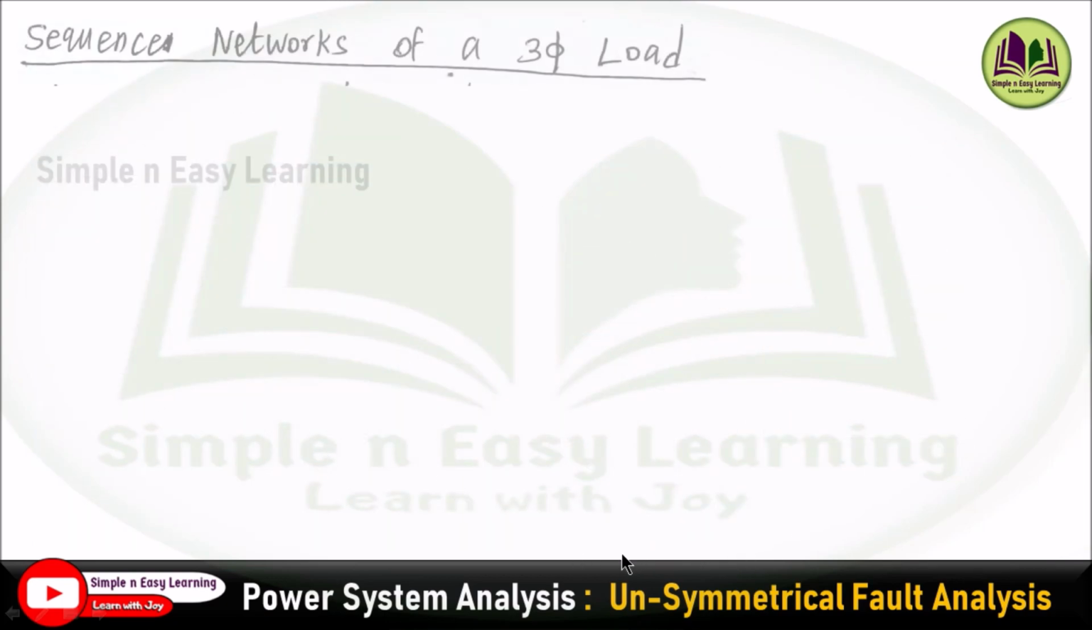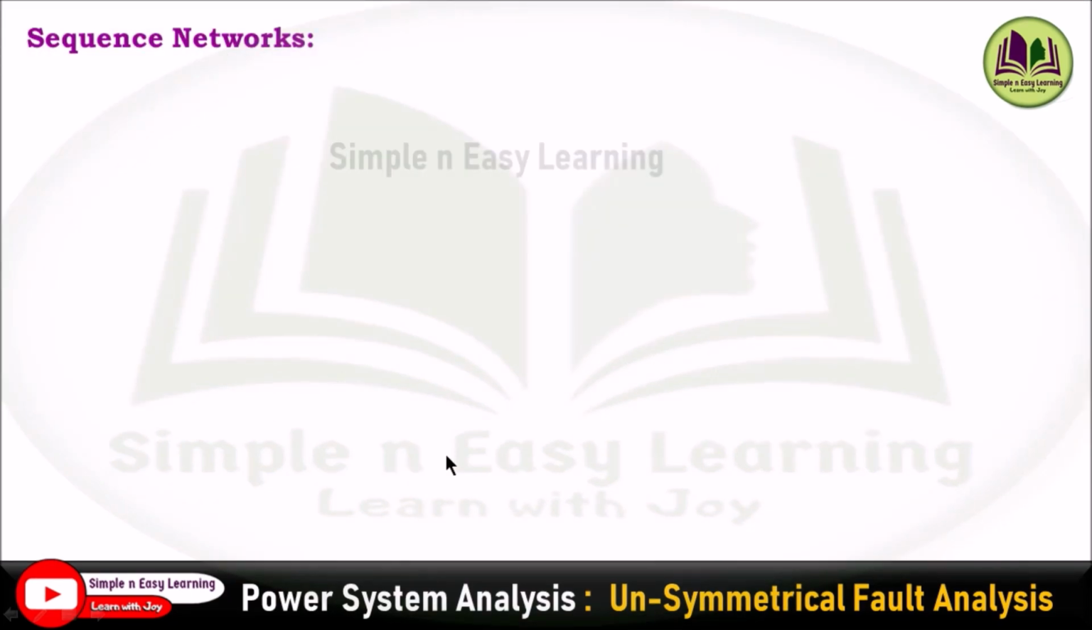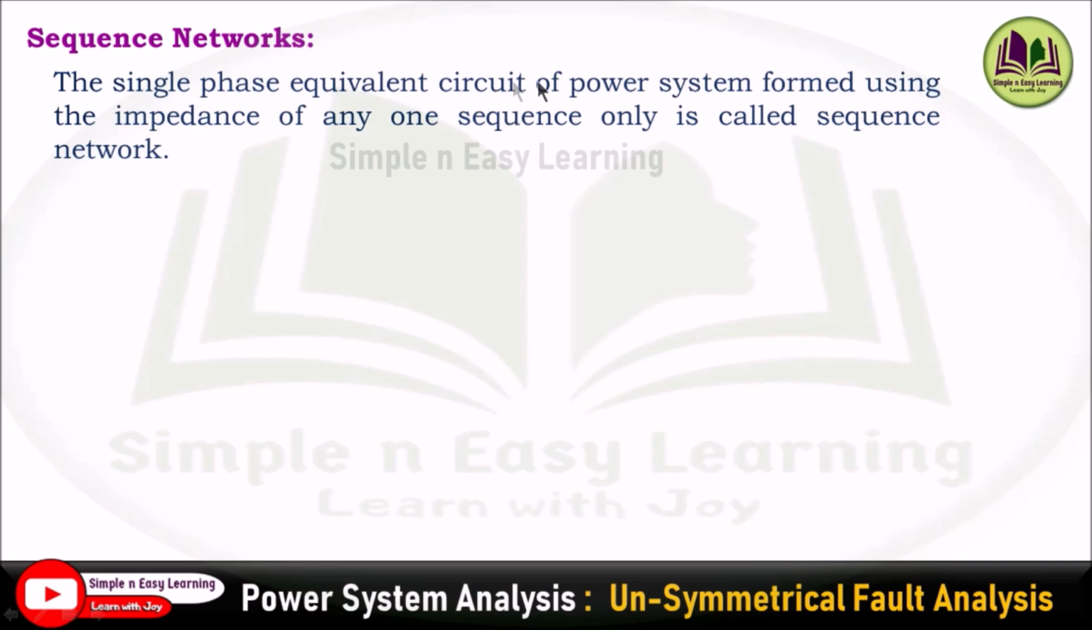Now we are going to see the sequence network of a three-phase load. Sequence network definition: the single phase equivalent circuit of a power system formed using the impedances of any one sequence only is called the sequence network. There are three sequence networks: positive sequence network, negative sequence network, and zero sequence network.